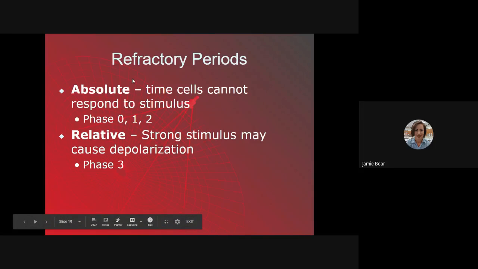And then there are two different types of what we call refractory periods, the time where the cells cannot respond to a stimulus. So phase 0, 1, and 2 is what we call the absolute refractory period, where no stimulus can create another action potential. Then in phase 3, the relative refractory period, a strong stimulus may cause a depolarization. That would be like when you hear the term, it made my heart skip a beat, because whatever that was, it made a stronger stimulus that could cause an extra action potential or beat.